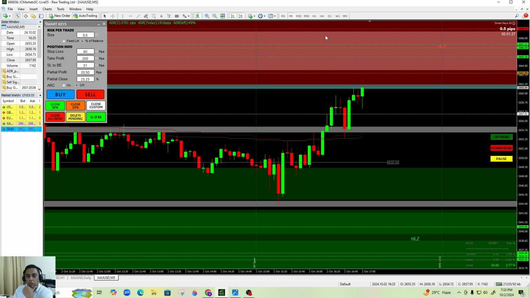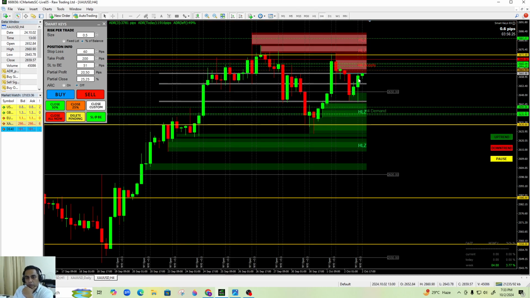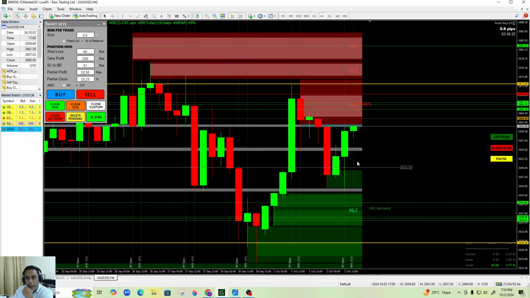Okay, so we've broken the H4 high, we've broken the previous 4-hour candle high. We're coming to this high, 2663, coming to this high.